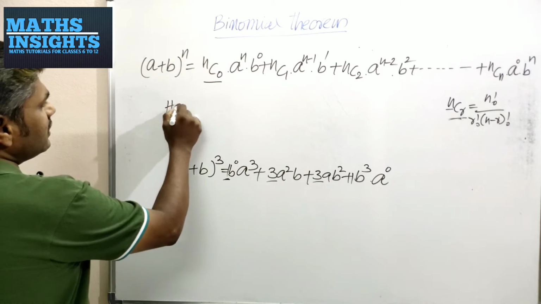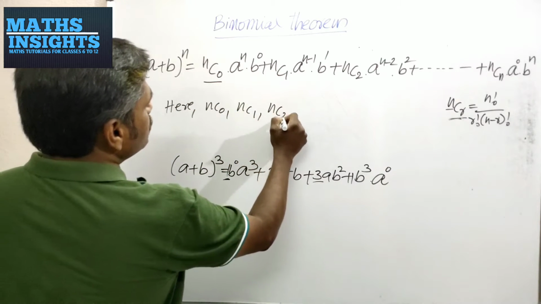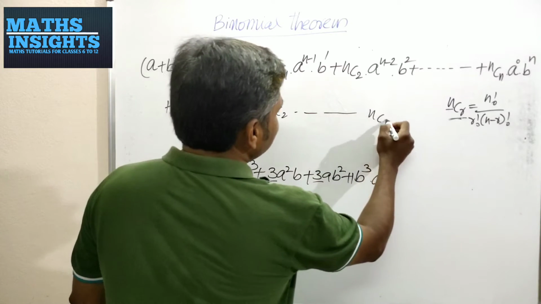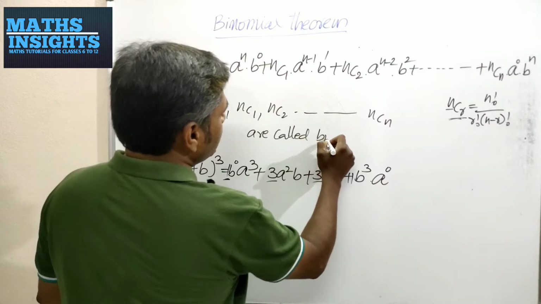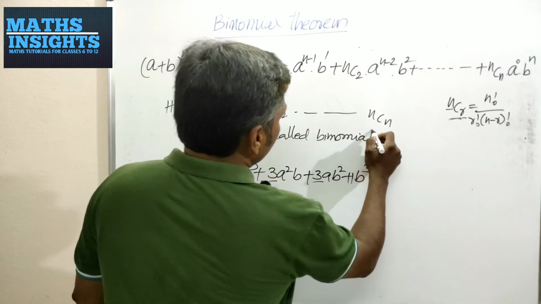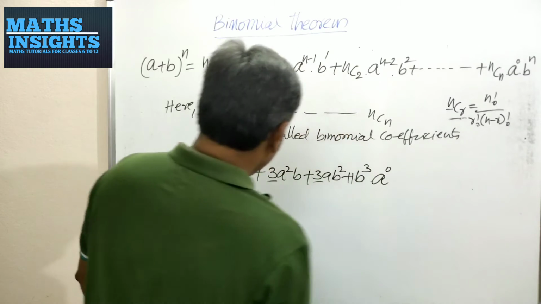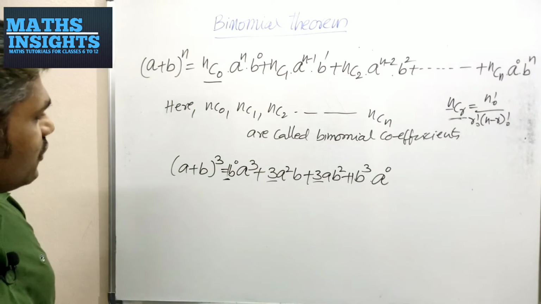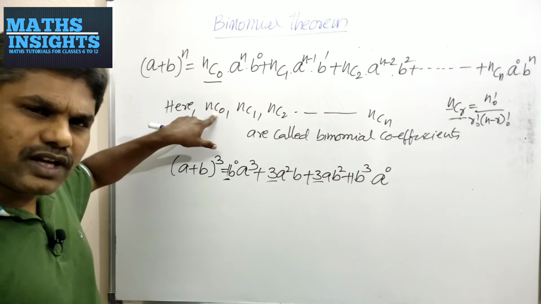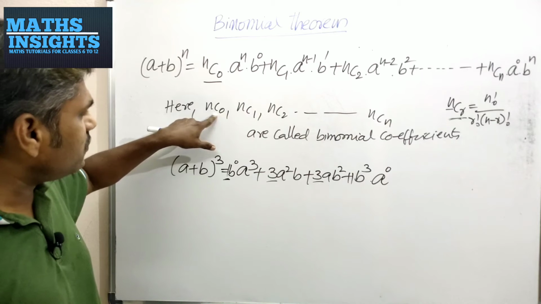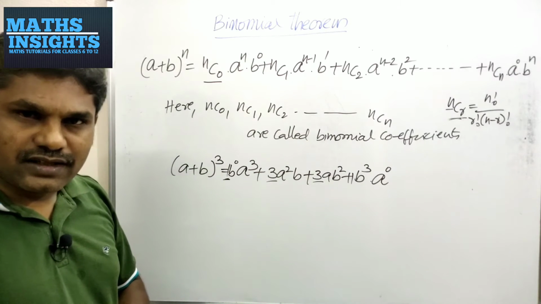Here nC0, nC1, nC2 and so on up to nCn are called binomial coefficients. Is it or not? All of you know, in this case also you have coefficients, and you know how to expand, how to find the values of nC0, nC1, nC2 and so on up to nCn.